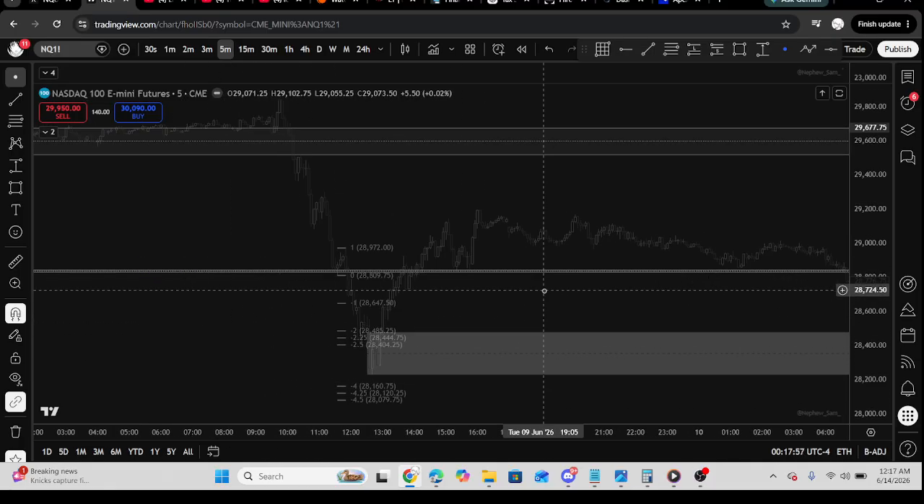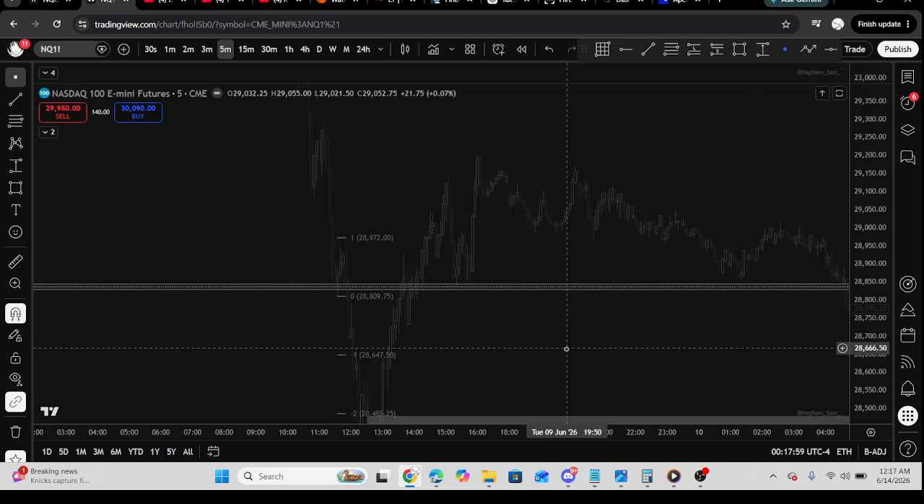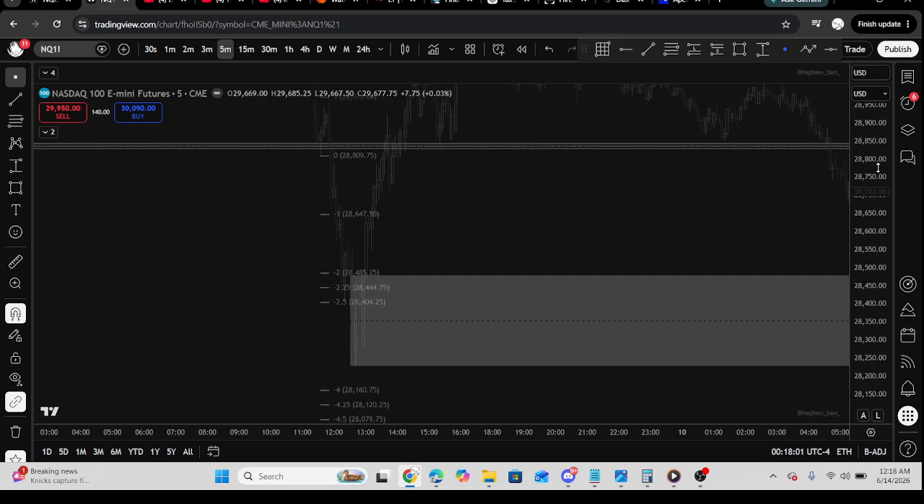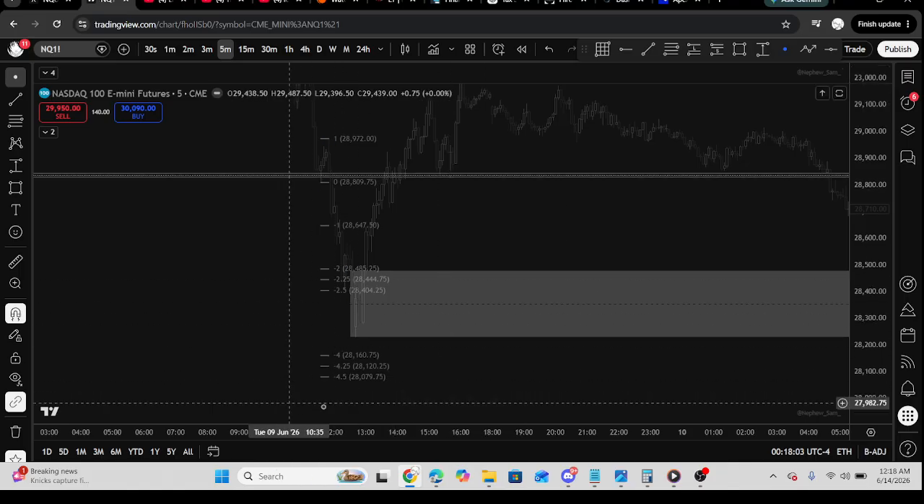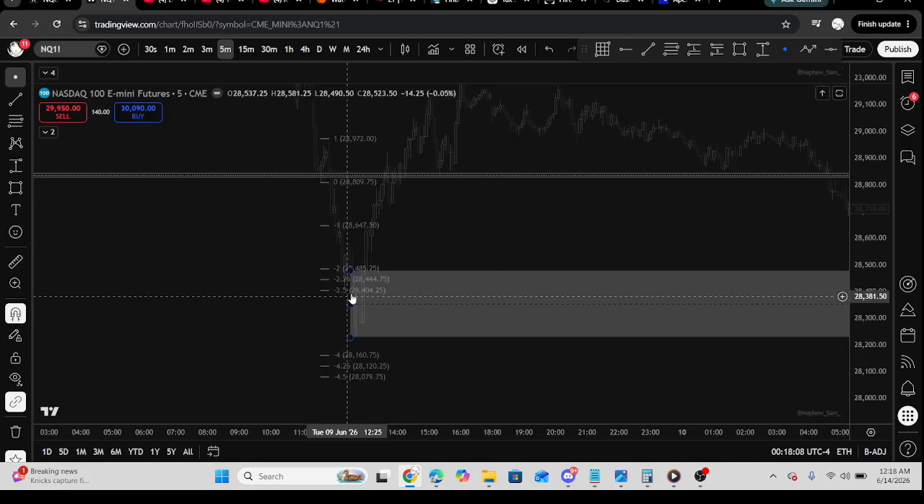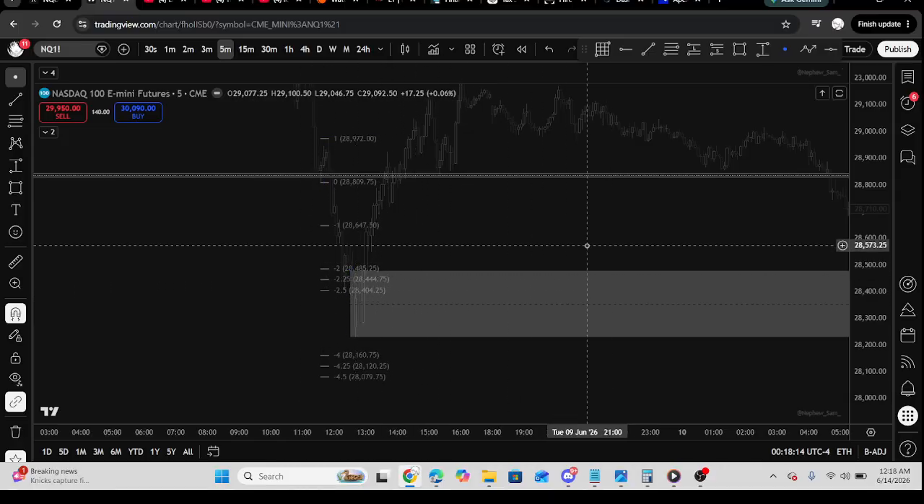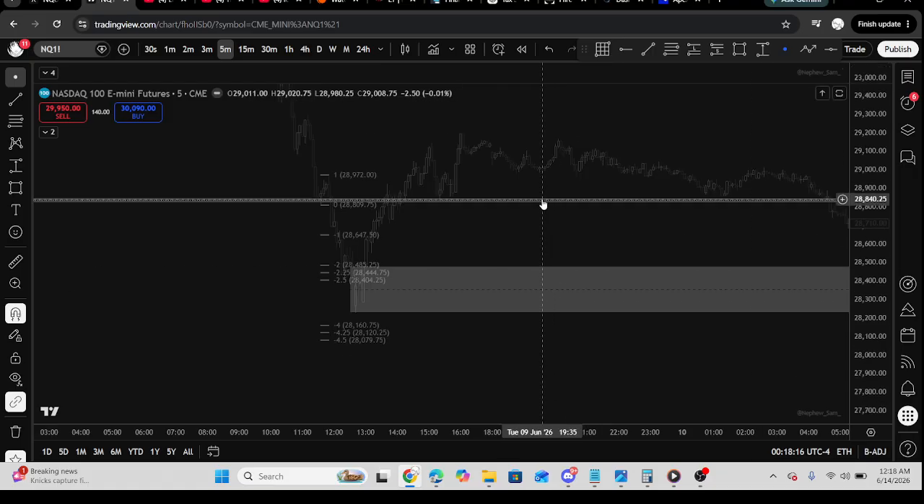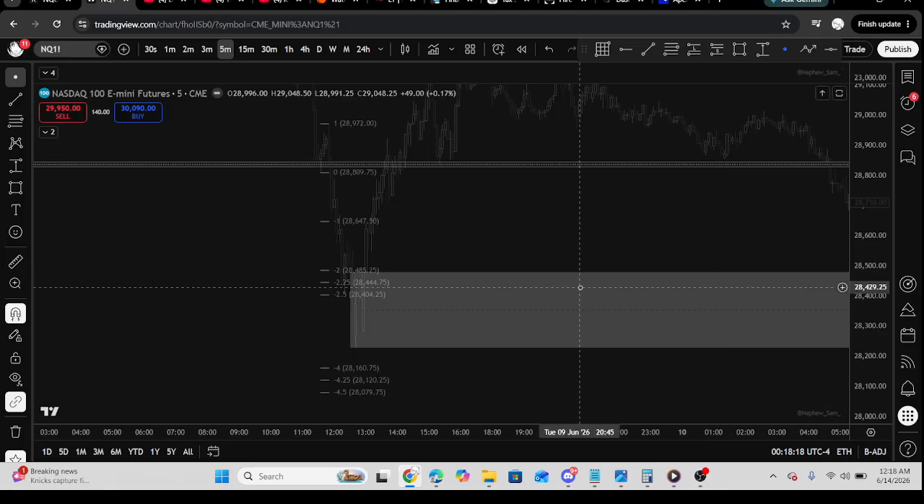Okay, so the PD array that we tapped into was almost max expansion on the standard deviation, and we also came down into the 2.5 and 2.5, well, 2.25 and 2.5, right? Which is where you usually get those reactions on the standard deviation, right?